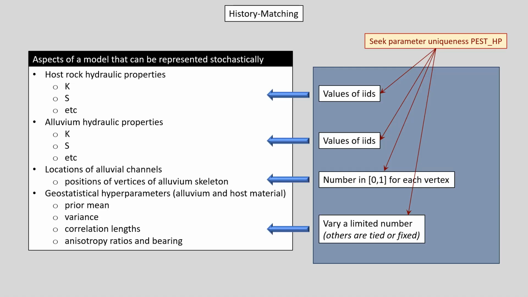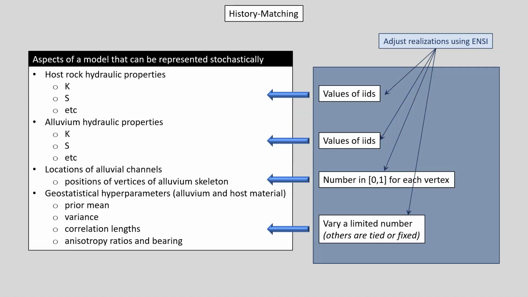We can calibrate a model using PEST-HP. Same principles apply. In this case, PEST-HP is providing the values for the IIDs, the locations of the alluvial channel segments on their vertices, on their sliders, etc., and the values of the hyperparameters. However, not a covariance matrix in sight. Yet again, regularization is easy.